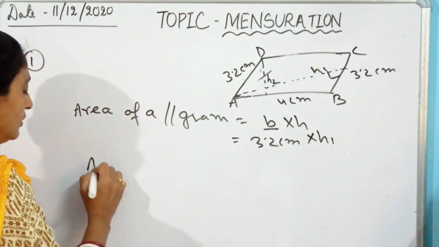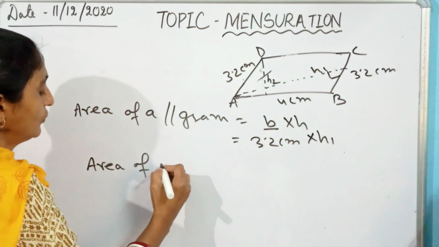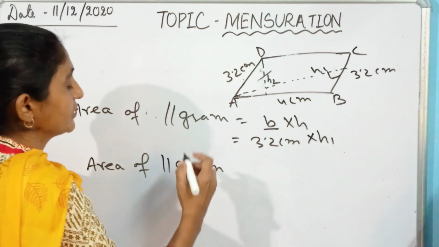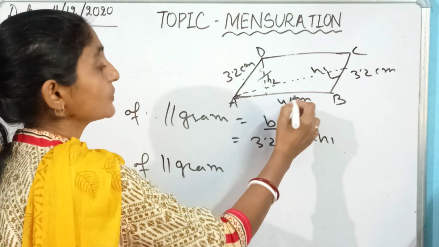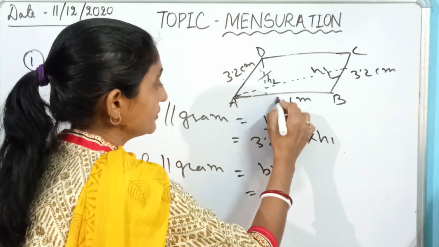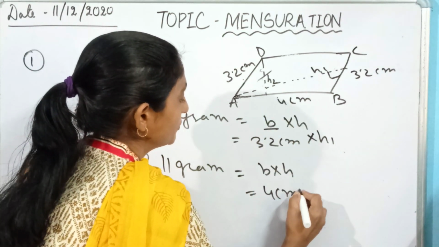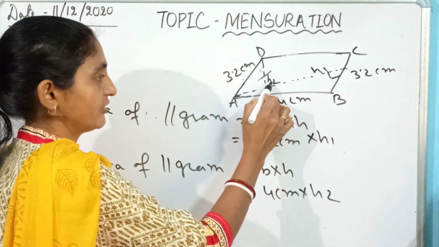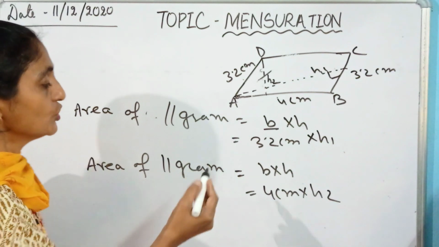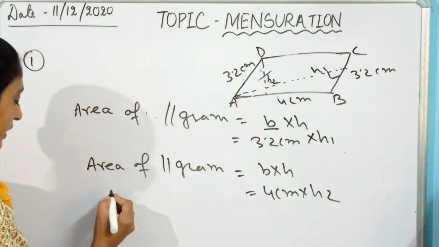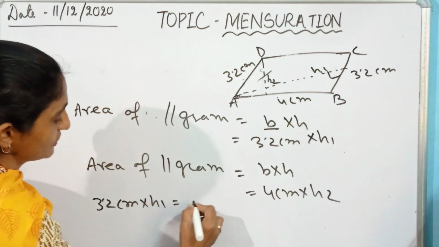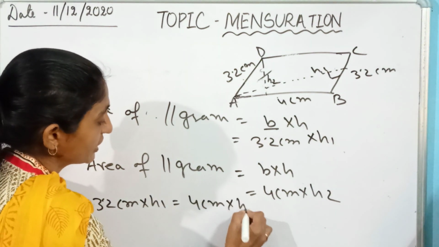Let's come to the area of the parallelogram when the base is 4 centimeter. Again, it is base into height. In this case the base will be considered as 4 centimeter and the height has been given as H2. But as per the question, we are talking about the same parallelogram. So we can write that 3.2 centimeter into H1 is equal to 4 centimeter into H2.